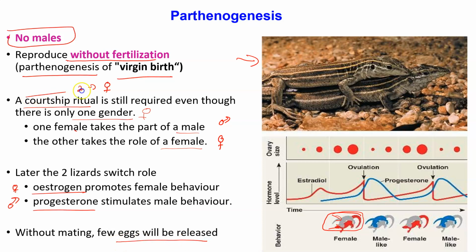So the purpose of the courtship ritual is so that there will be a surge of hormones produced, estrogen and progesterone. When you have a surge of estrogen, this will cause ovulation to occur and release more eggs. So at the end, both of these lizards involved in the mating ritual will release eggs. Not fertilized, will release eggs. Both will release eggs.